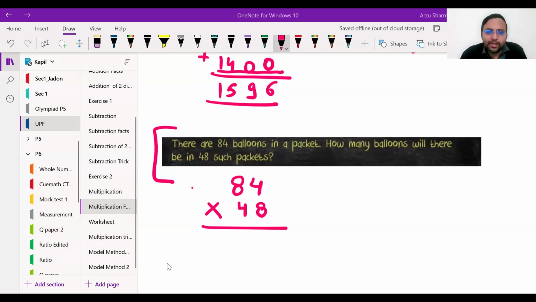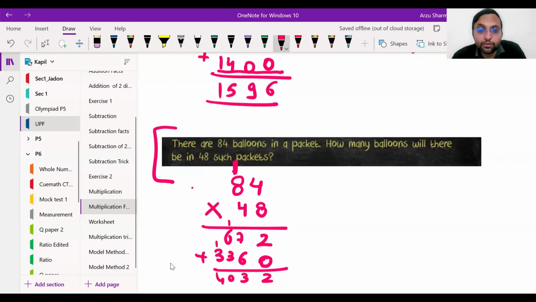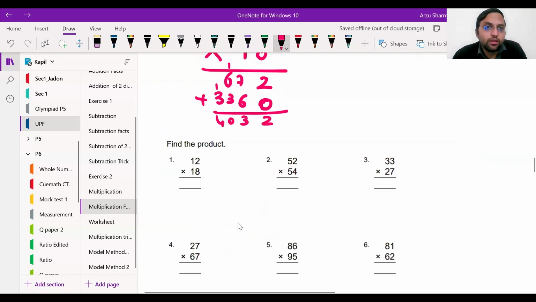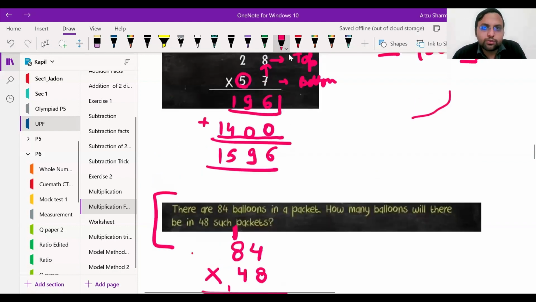Okay. So first we'll multiply 84 by 8. So 2, 3, 8 times 8, 64, 67. Then we'll multiply 84 by 40. So first we will add a 0. Okay. Then 4 times 4 is 16. 4 times 8 is 32. So this becomes 33. Okay, Vihan, yeah, good. So 4032. So this was basics of multiplication.